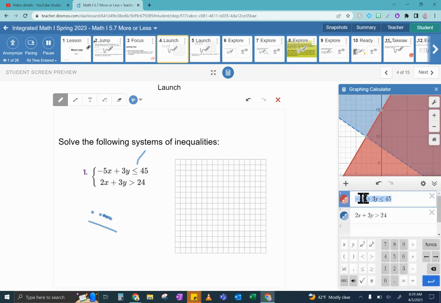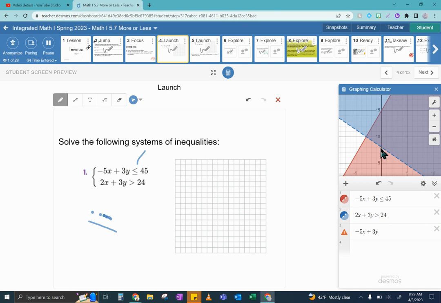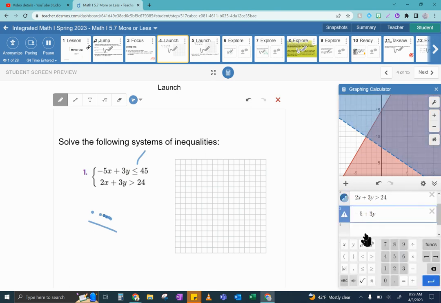So for example, I'm going to grab this. Actually, I don't need all that. I only need this part. I'm going to grab this and put that right here. And then I'm going to use that point that we just got, which was 0, 8, and see if that's a solution. So here's 0, here's 8, and it says 24. So for this one, 24 is less than or equal to 45. So it is a solution of the red.